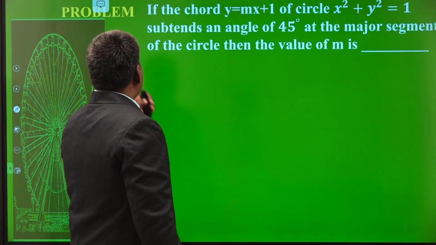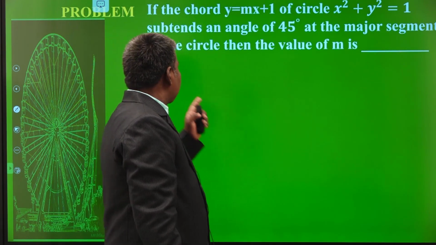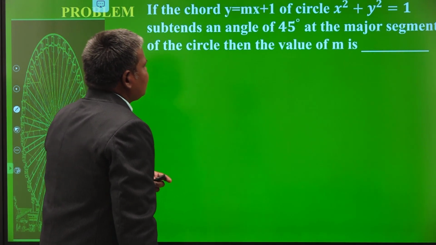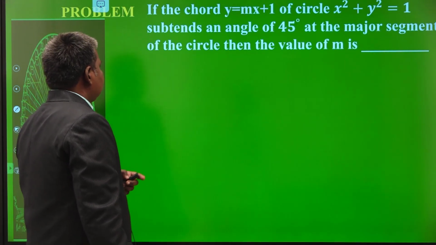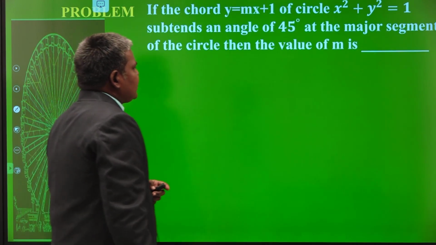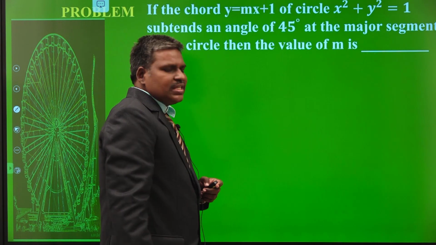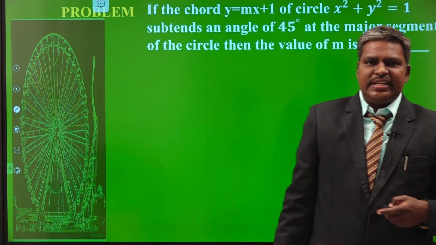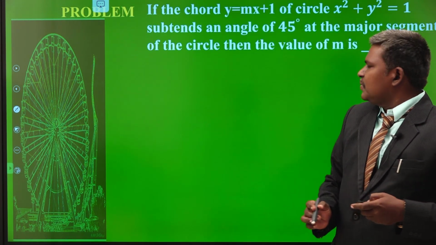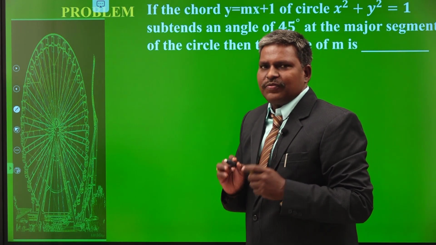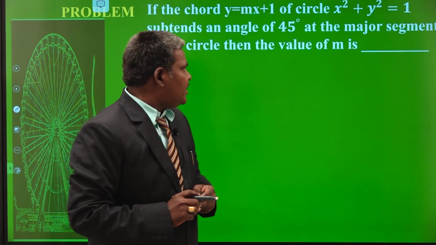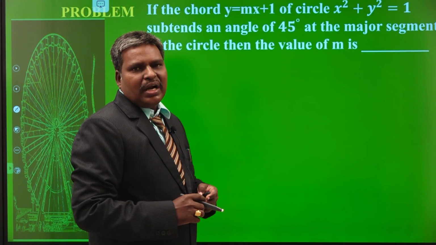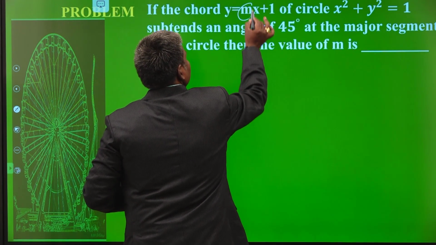This is the problem related to the previous concept. Just see here. The chord y is equal to mx plus 1 of the circle x square plus y square is equal to 1 subtends an angle 45 degrees at the major segment of the circle. What is the value of m? So this is the question related to the concept we just discussed. What is the role of the chord of the circle here? It makes an angle 45 degrees at the major segment of the circle. You want to find the value of m.